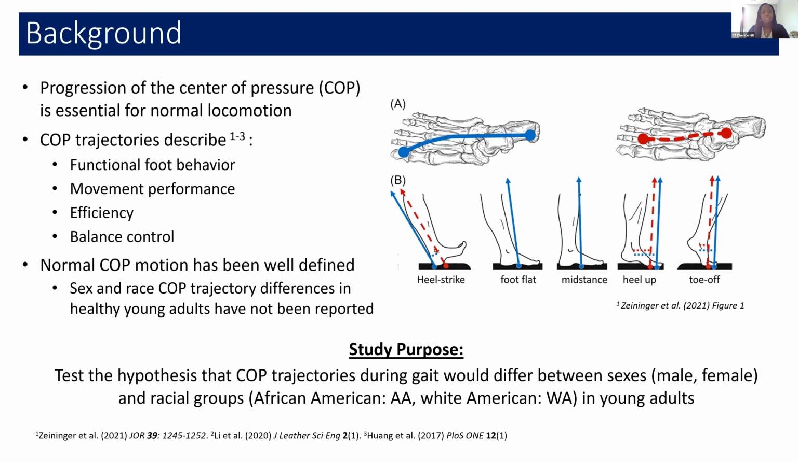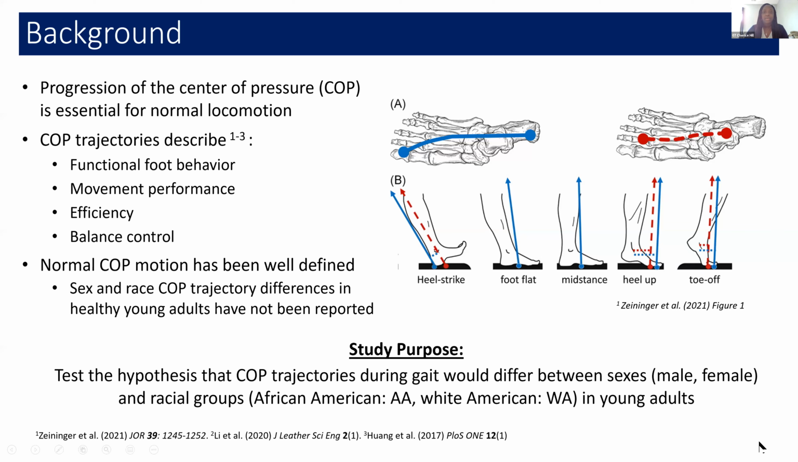While normal COP motion has been fairly well defined, particularly in middle-aged and older populations, sex and race COP trajectory differences in healthy young adults have not been previously reported. And this information is also really important in order for us to characterize our very diverse general population, and given disparities both by sex and race in balance and stability related outcomes such as fall risk. So the purpose of this study was to test the hypothesis that COP trajectories during gait would differ between sexes and racial groups in young adults.